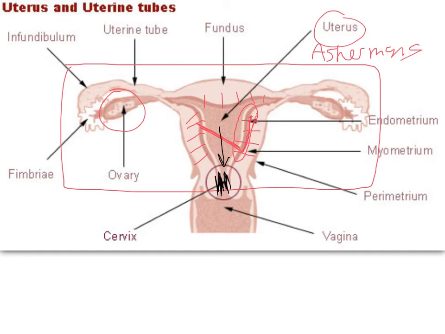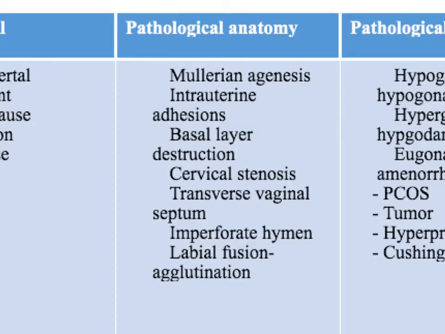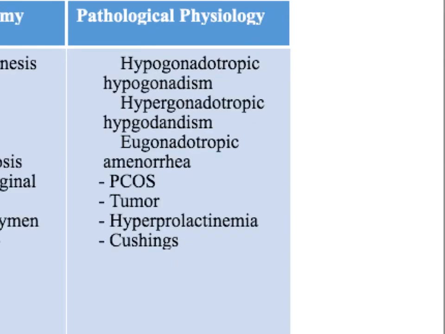In some cases, especially with genetic problems, you can have a transvaginal septum, basically a septum going across here, and that would prevent the flow of blood, which would cause amenorrhea. And then much more distal, you could have an imperforate hymen or labial fusion agglutination, and that would also prevent the flow of blood or slow it down severely. So there's the pathologic anatomy. So we went through Müllerian agenesis, intrauterine adhesia, basal layer destruction, cervical stenosis, transverse vaginal septum, imperforate hymen, and labial fusion agglutination. Now, those are the two short lists.